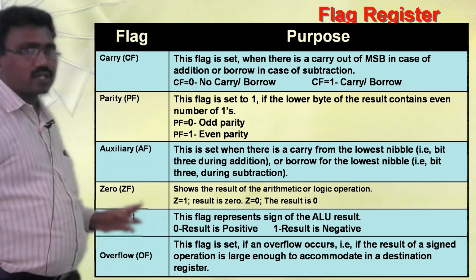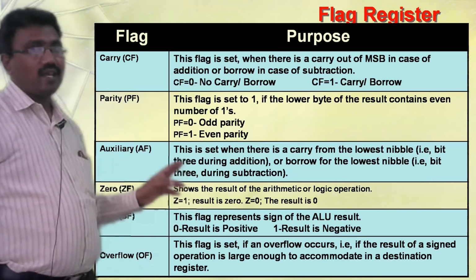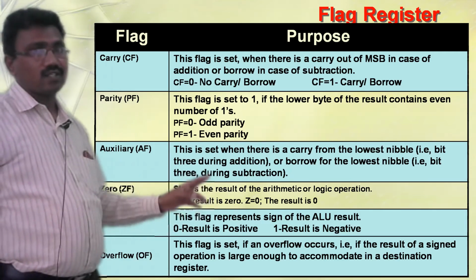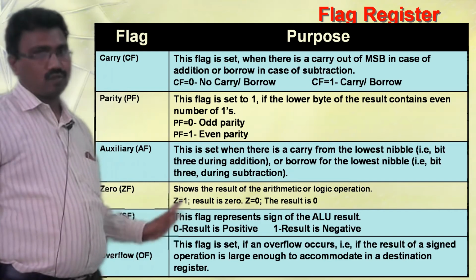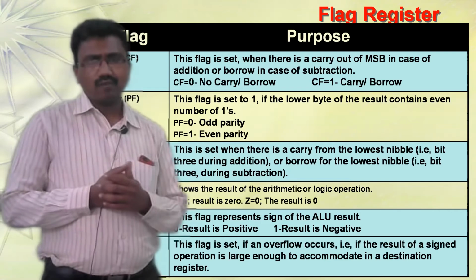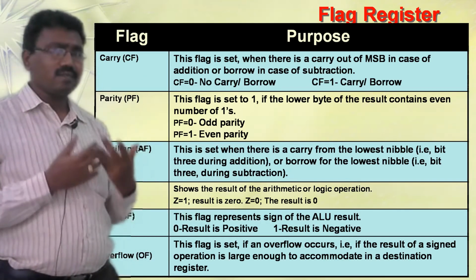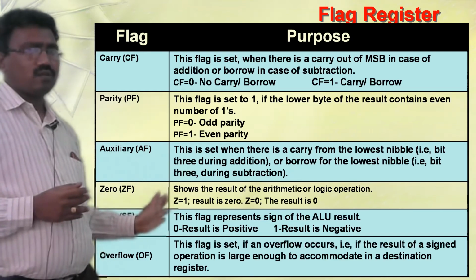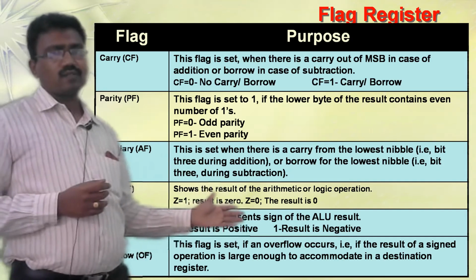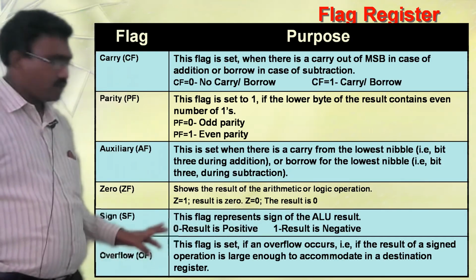Next one, zero flag. If the ALU result is equal to 0, the zero flag is equal to 1. If the ALU result is not equal to 0, the zero flag is equal to 0. The 8086 contains a 16-bit ALU. That means how many bits are in the ALU output? 16 bits. If all the 16 bits are zeros, the zero flag is equal to 1. If not, the zero flag is equal to 0. Is it clear?